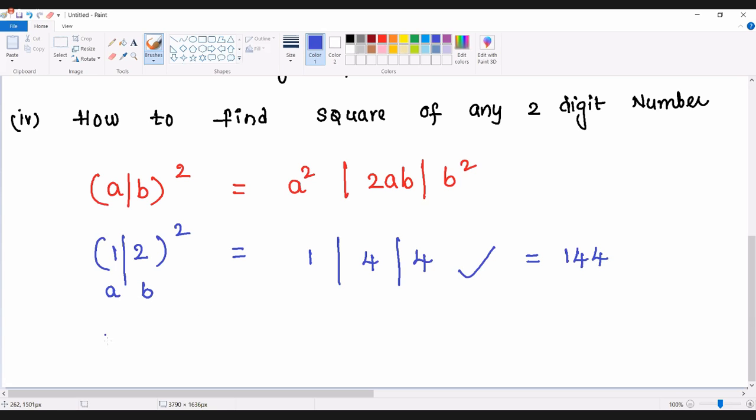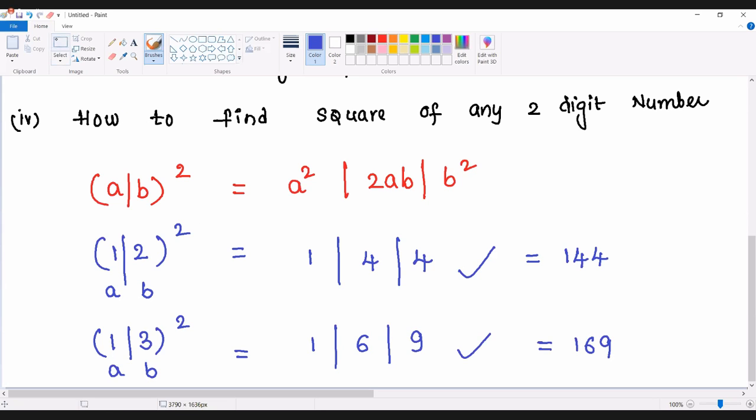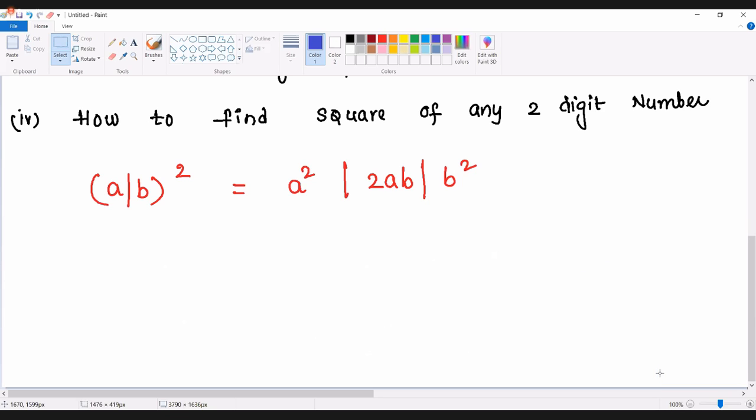For example, I want to find out what is the 13 square value. You can apply the similar logic. Take it as a, take it as b. A square is 1 square, that is 1. 2ab is 2 times 1 into 3, that is 6. 3 square is 9. Finally, your result is going to be 169. You can extend it to any other number, but there is a chance of getting a carry. We'll observe how to use the carry concept here.